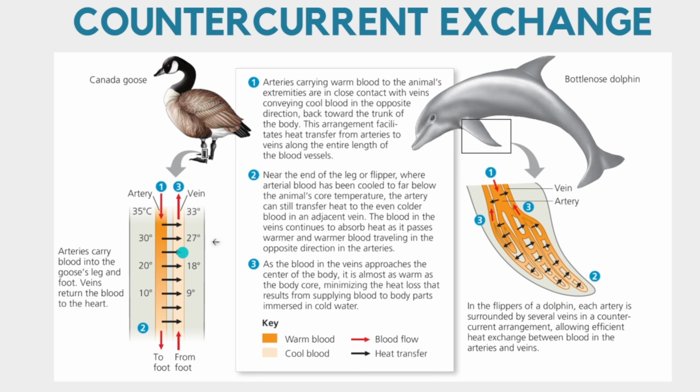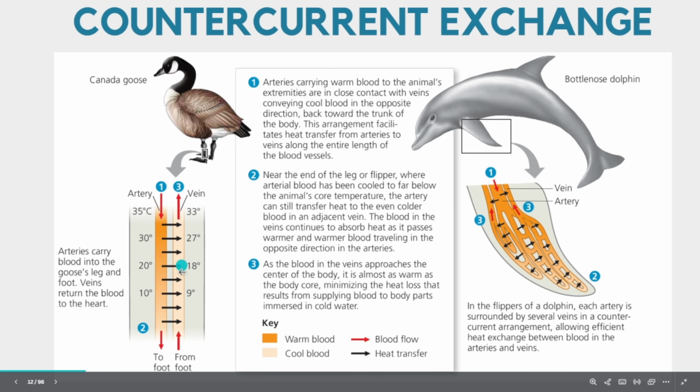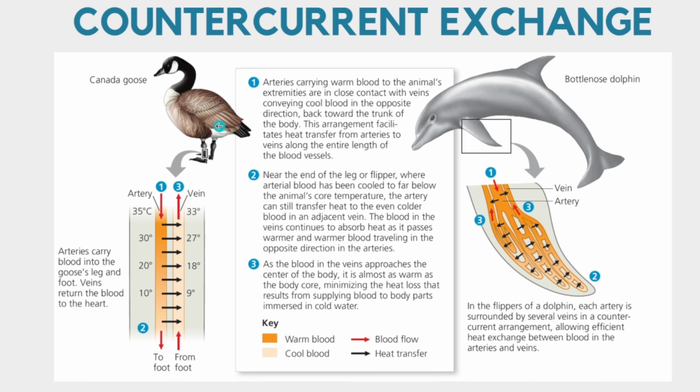If it does not have this counter current exchange, your artery temperature will also decrease when it reaches the foot, but your vein will be even lower. And once your vein enters the core body part, normally the core body is the center, and actually your core body has the highest temperature in the body, normally like 36 degrees Celsius. But because the vein has a low temperature due to the environment, your body core needs to warm up the blood by transferring heat to the vein. So they already lose the heat from the body core.